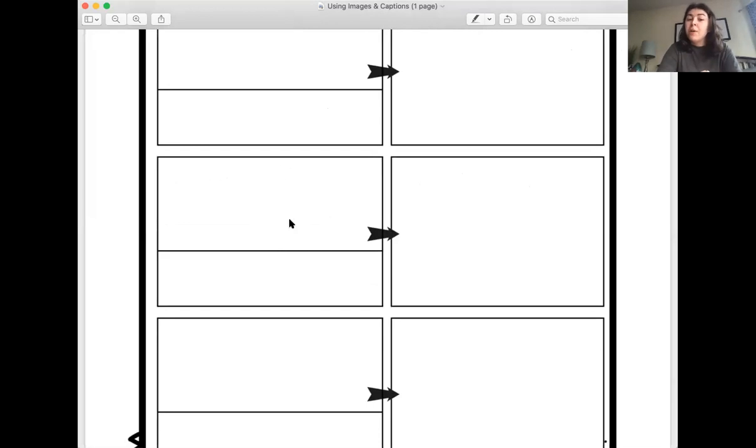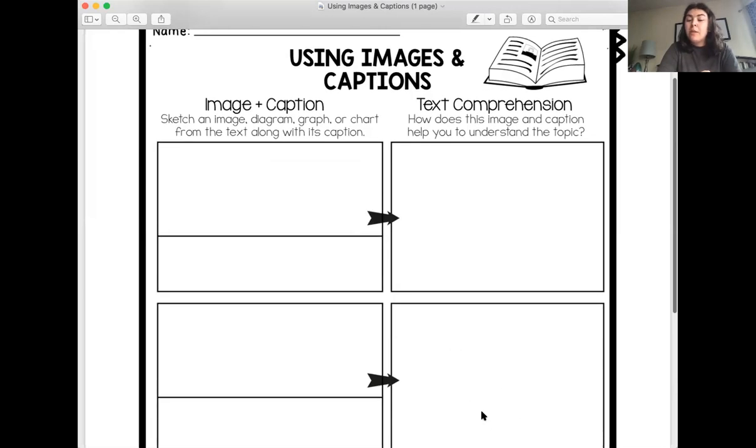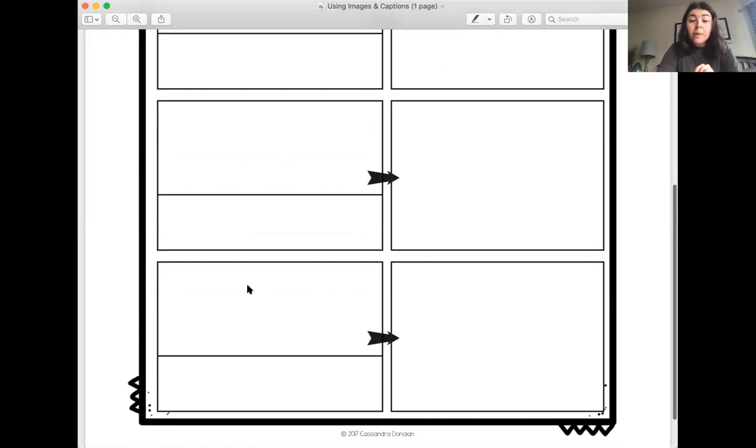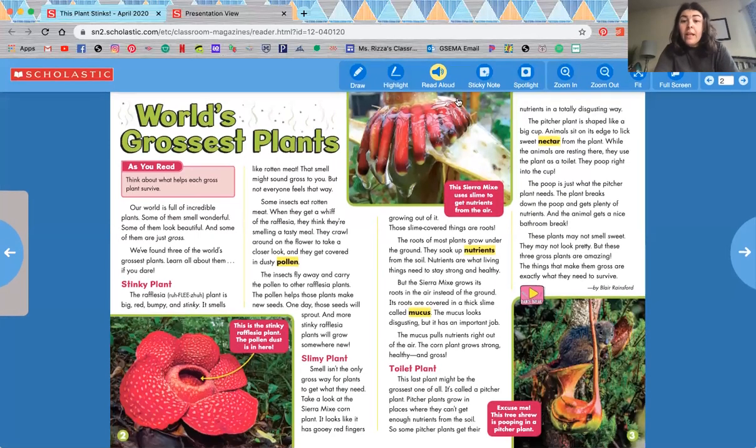So again, I'll draw the picture here, write the caption, and then write how that picture and caption help me to understand the topic. And then I'm going to do the same down here in this last box: picture, caption, and then how it helps me understand. So I'm going to use all 3 of these pictures here to help me.